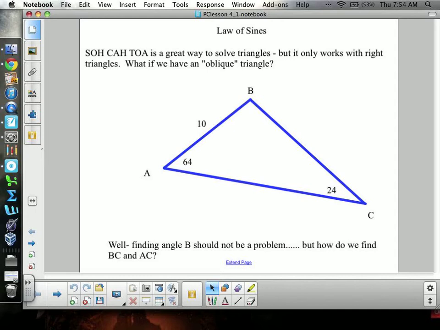If I'm given two angles of a triangle, and here I am, 64 and 24, that's fantastic. Finding the third angle would not be a problem, because we know the angles of a triangle always add up to 180 degrees. So right now we're at 88 degrees. This is 92 degrees. Orientation is off just a bit. So that's 92 degrees.